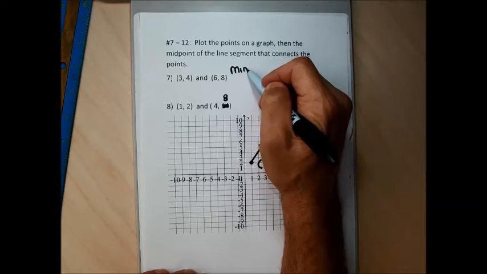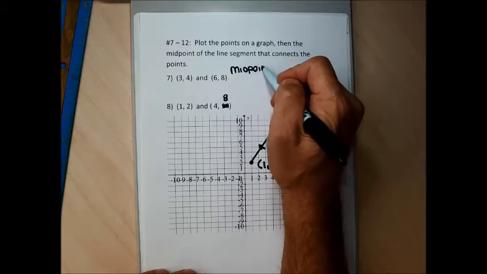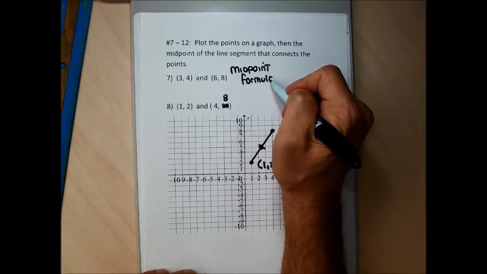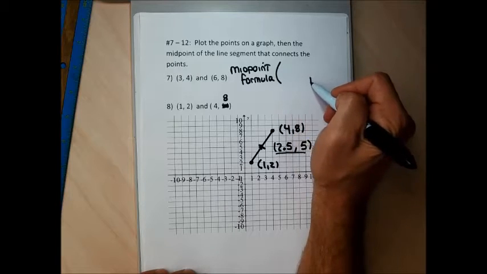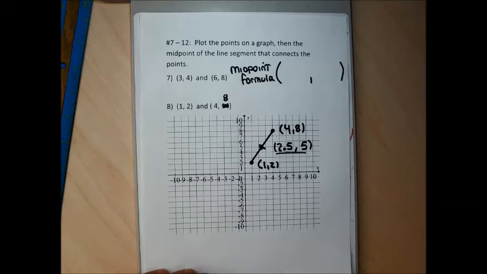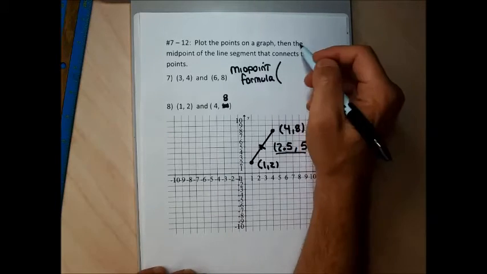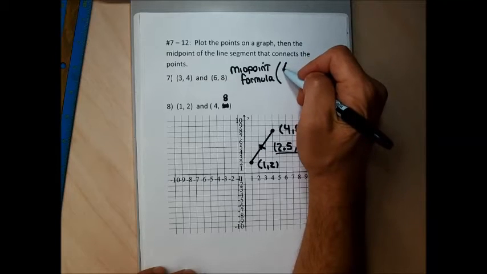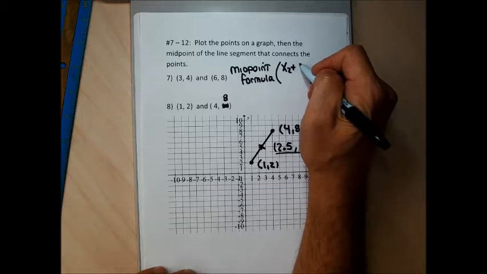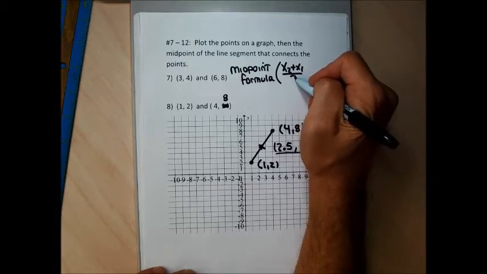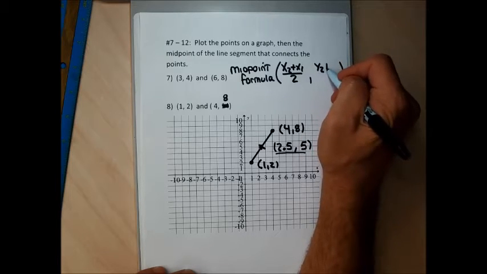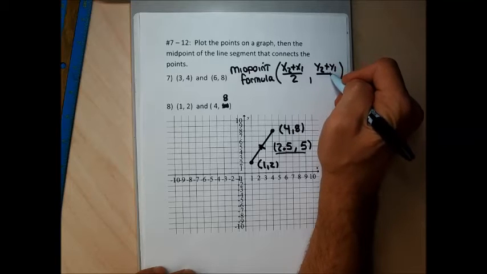The midpoint formula is a way to get the midpoint of the line segment that connects 2 points. And because it's a point, the midpoint formula is going to be written in point form. As a point, the x-coordinate of the midpoint is going to be x2 plus x1 over 2. And the y-coordinate of the point is going to be y2 plus y1 over 2.